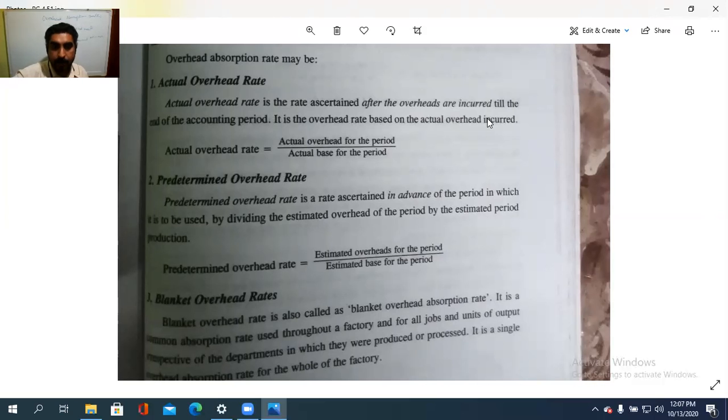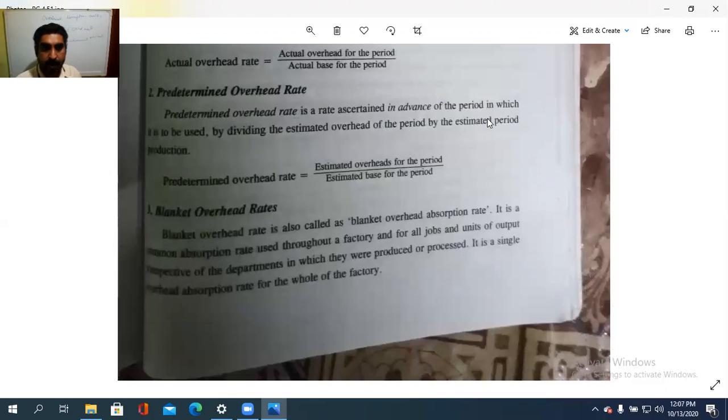Then third one, blanket overhead rate. Blanket overhead rate is also called blanket overhead absorption rate. It is a common absorption rate used throughout a factory and for all the jobs and units of output, irrespective of the department in which they were produced or processed. It is a single overhead absorption rate for the whole of the factory.